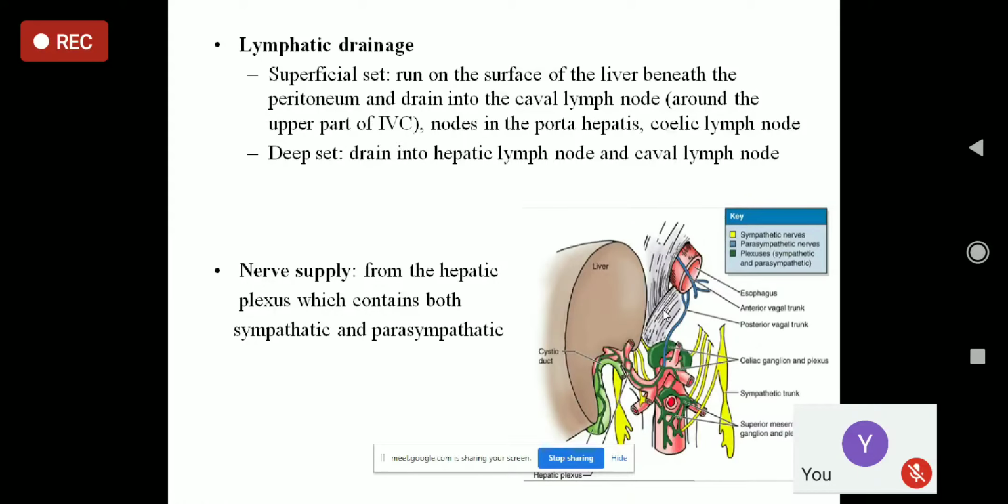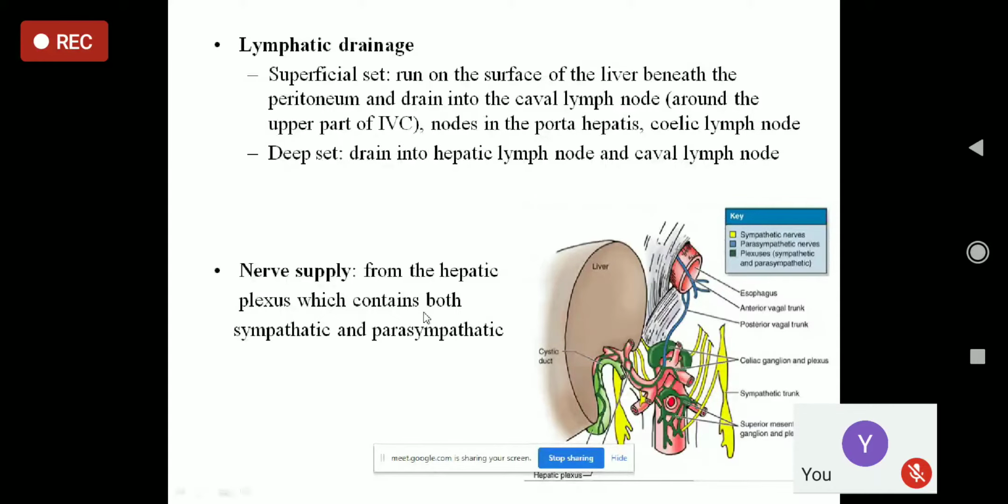Now we'll talk about the lymphatic drainage. So there are two sets. The superficial set runs on the surface of the liver beneath the peritoneum and drains into the caval lymph nodes around the upper part of the inferior vena cava, and some will go to the nodes of the porta hepatis and celiac lymph nodes, whereas the deep set drains into the hepatic lymph nodes and caval lymph nodes. Venous drainage is not so important. For nerve supply, the hepatic plexus contains both sympathetic and parasympathetic fibers.